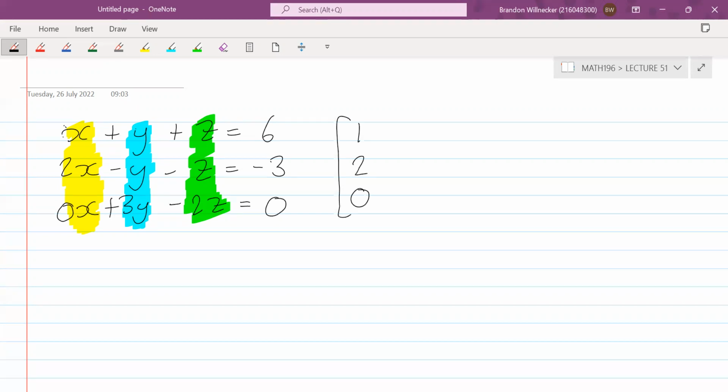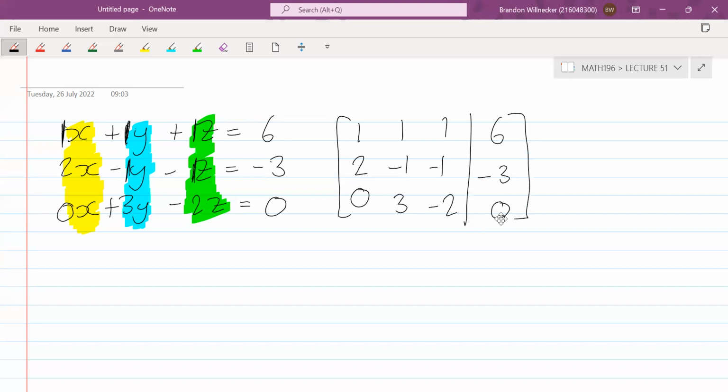There's a 1 there, there's a 1 there, there's a 1 there. There are 1s in front of everything if there's no other number. So 1, 2, 0. The next one is 1, minus 1, 3. And the z column is 1, minus 1, minus 2. We put the line where the equal signs go, and then we have 6, minus 3, 0. So that is our augmented matrix.